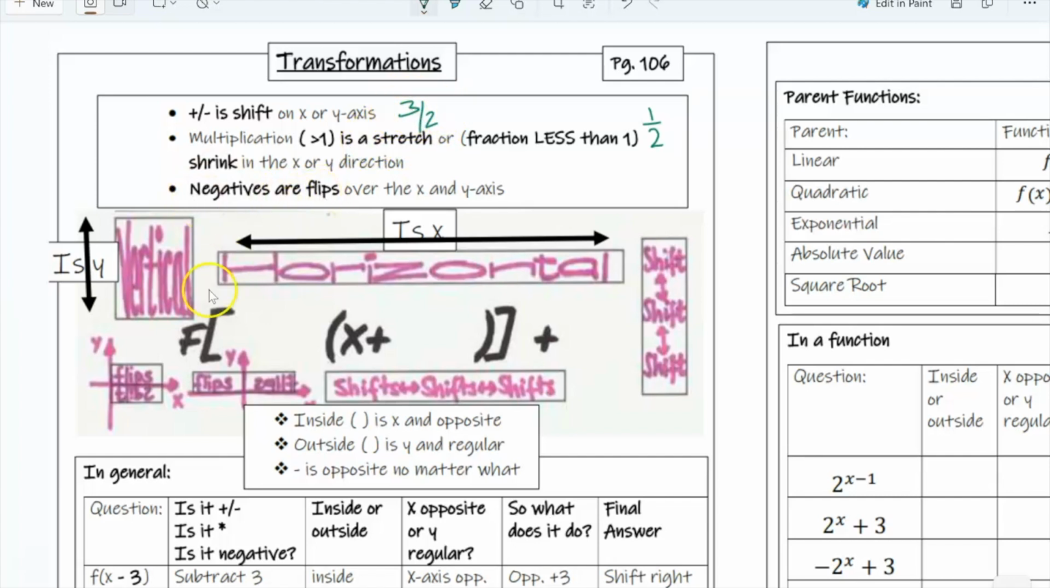All right, negatives, which is usually either going to be right here or right here. Those are flips or reflections over the x and the y axis. Inside the parent function, it's going to be x and opposite. So very important to remember. If it's outside the parentheses, it's y and regular. And negatives are opposite no matter where they are. So if they're inside, you normally would think, oh, it's x, but really it's going to be y. If it's outside, you think, oh, it's y, but it's really going to be x. So negatives are opposite no matter where they are.